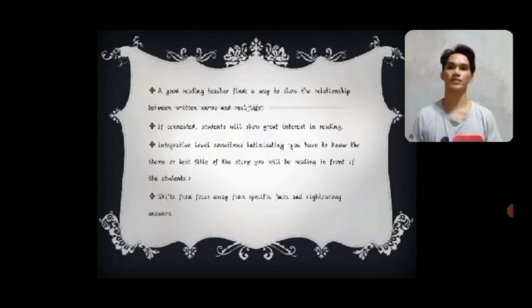Integrative level is sometimes intimidating because, as I said earlier, you have to know the theme or best title of the story you will be reading in front of the students. It is also intimidating because integrative level shifts focus away from specific facts and right or wrong answers.